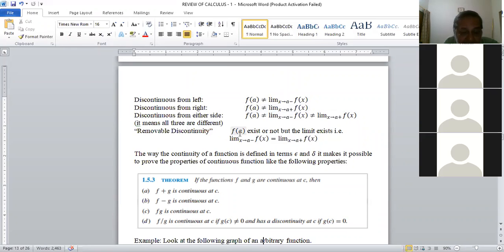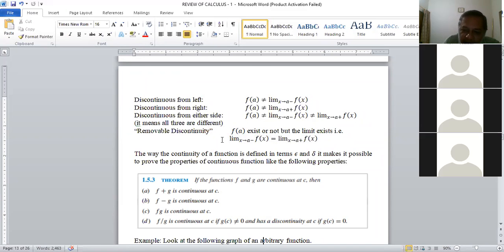Removable discontinuity. I hope you must have studied this in a bit of detail: the function value exists, the limit also exists, but the two are not equal. The limit exists, left and right limits are equal, the function value is different, and that is a removable discontinuity. And that can be removed if I redefine the function value to be equal to the limit of the function.